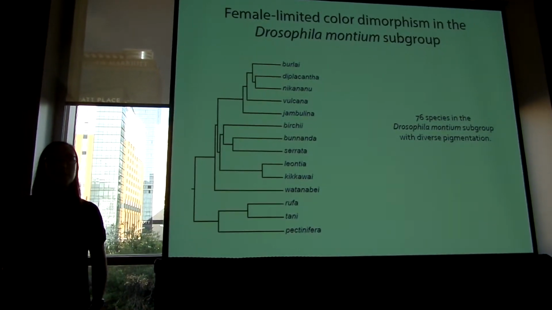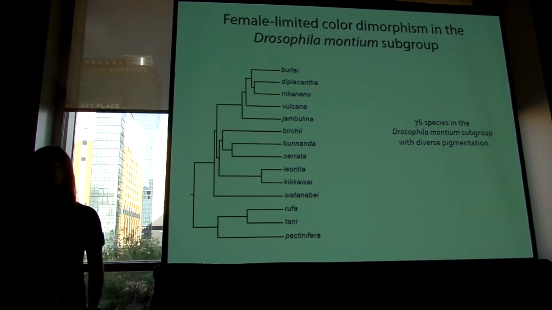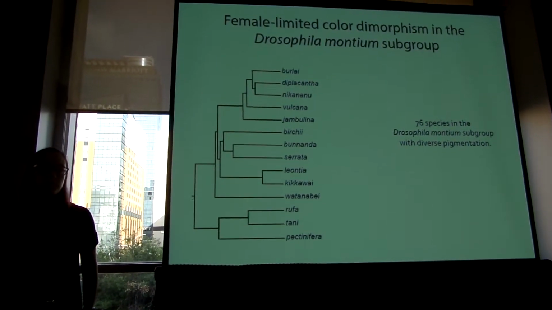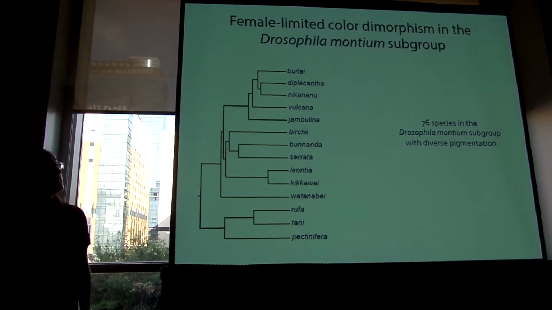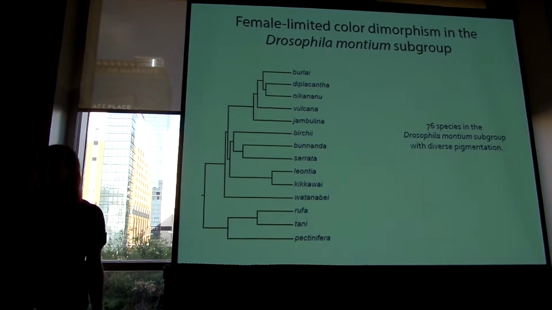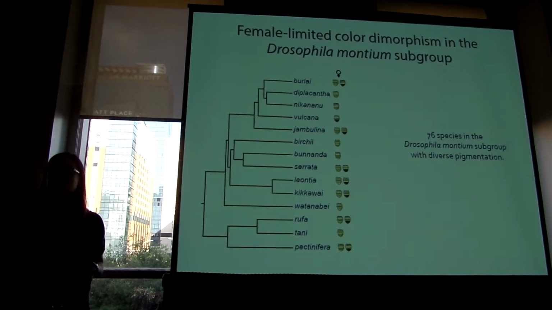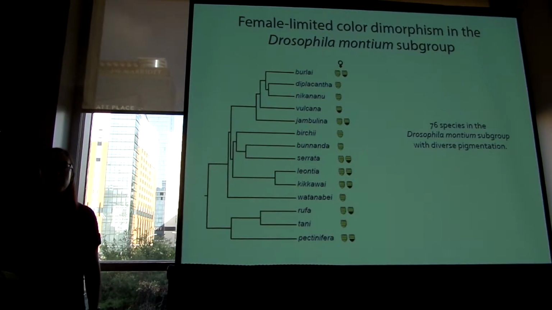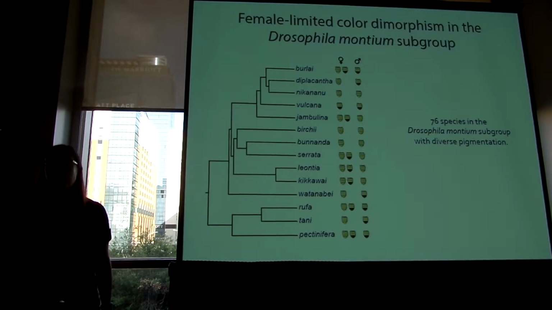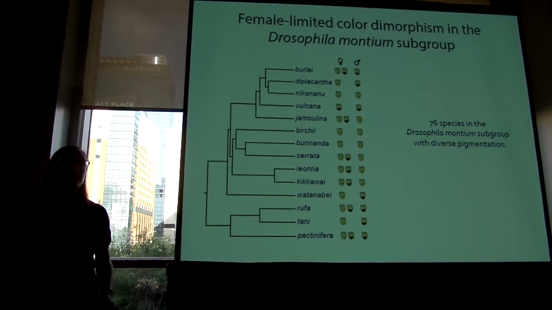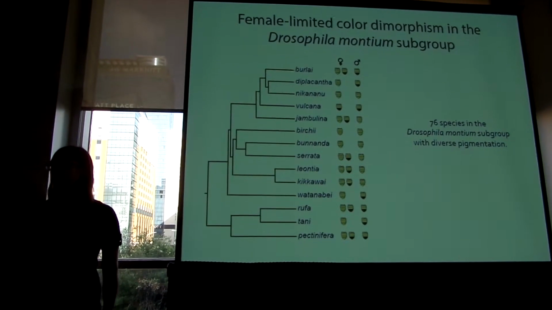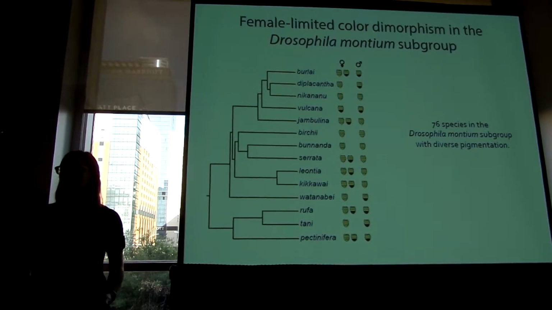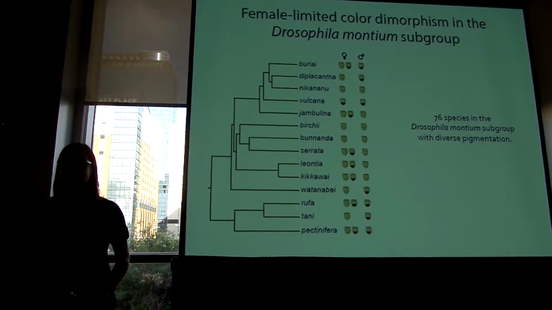So I think we can really answer these questions in the Drosophila montium subgroup. This is a subgroup of fruit flies with over 76 species. I'm just showing you a subset here, but what's really exciting about them is that females come in 2 different color forms in some of the species, but not all. By contrast, males are always a single color. So some species have males that are monomorphic for dark pigmentation, others have males that are monomorphic for light pigmentation.